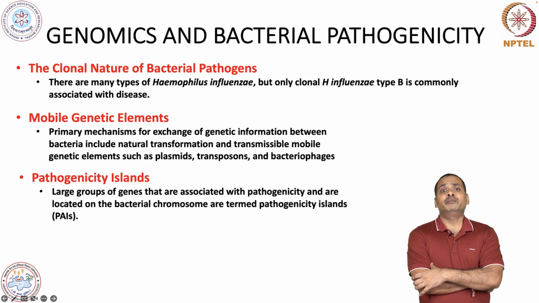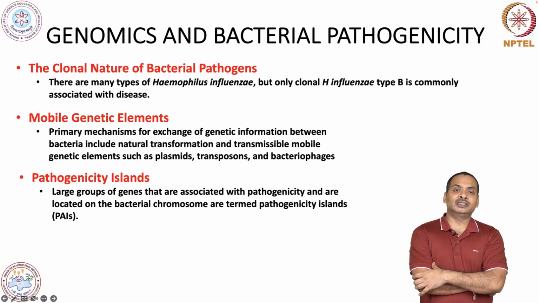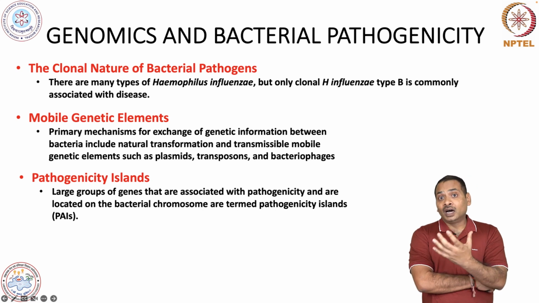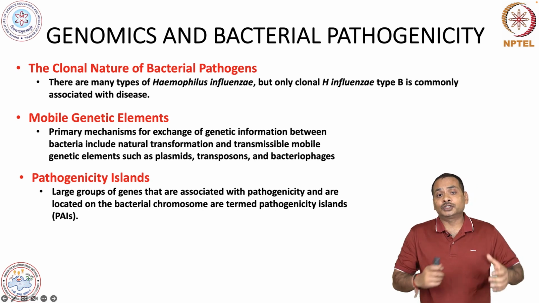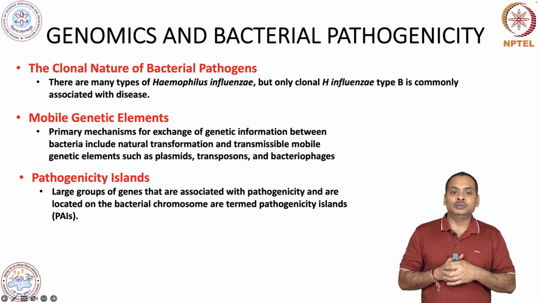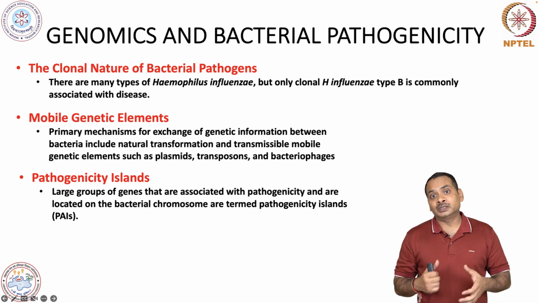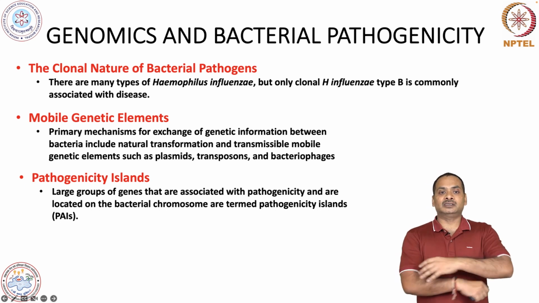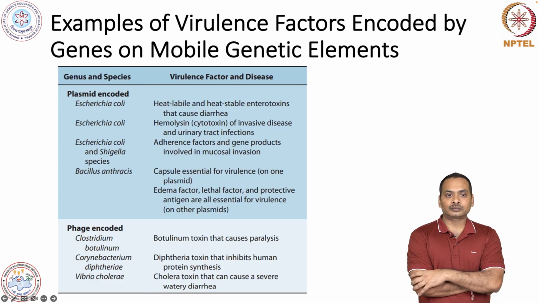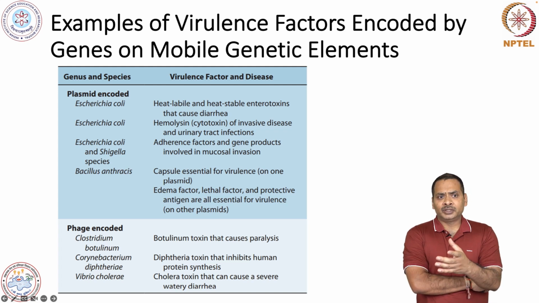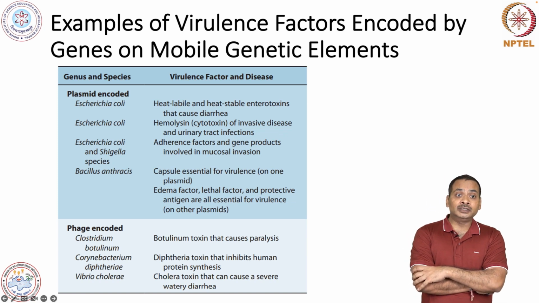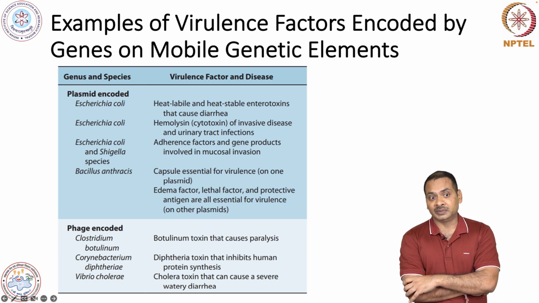There are pathogenicity islands in these pathogens. There is a large group of genes associated with pathogenicity that are located on the bacterial chromosome and termed pathogenicity islands, PAIs. I will discuss each with an example.